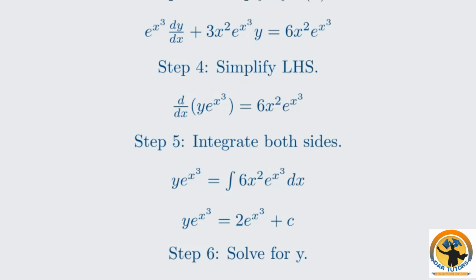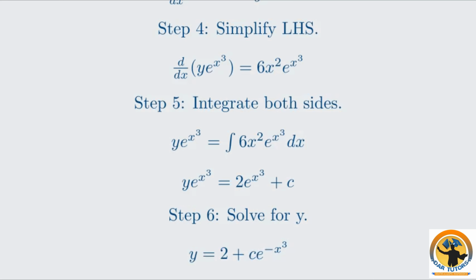Finally, we divide by e to the x cubed to isolate y. This gives us the general solution. y equals 2 plus c times e to the negative x cubed. This is the general solution to the differential equation. Again, an initial condition would allow us to find the specific value of c.